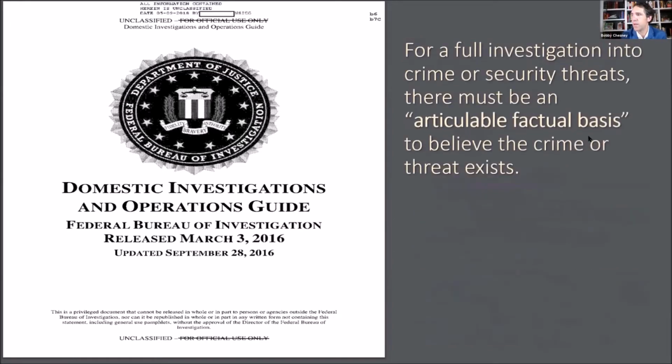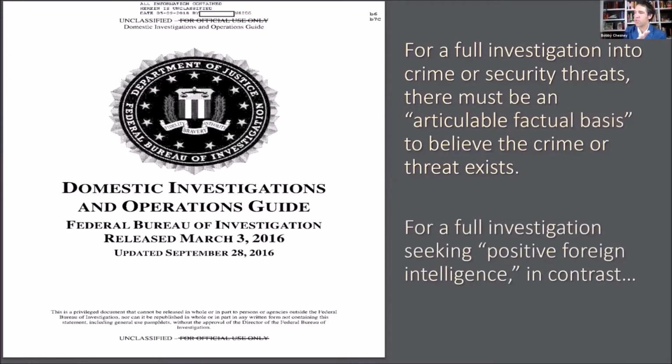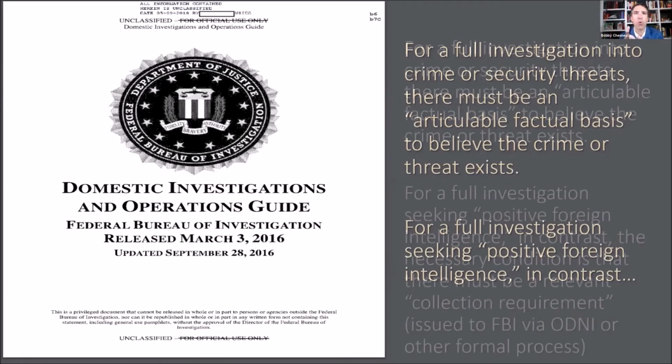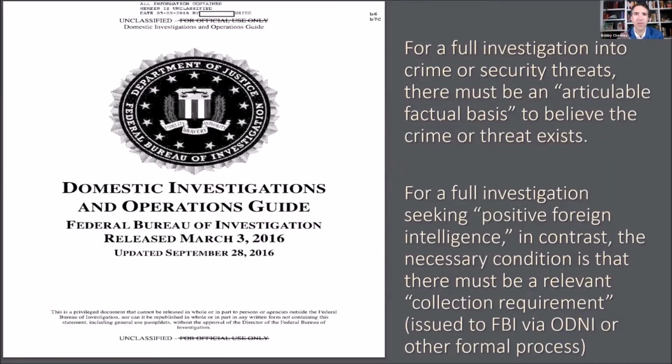The dialogue says that for a criminal-based investigation or a national security threat investigation, there needs to be articulable factual basis, not just a hunch, but an articulable factual basis to believe that crime or that threat exists. If it's positive foreign intelligence, that's not quite the standard. The standard has the ordinary process whereby the federal government tells all of its intelligence agencies what it wants them to collect about, what topics are the topics the customers want to know about. You have to have one of those collection requirements that's pertinent. In that case, you can do a full investigation for positive foreign intelligence purposes. So those are the basics of how this works.